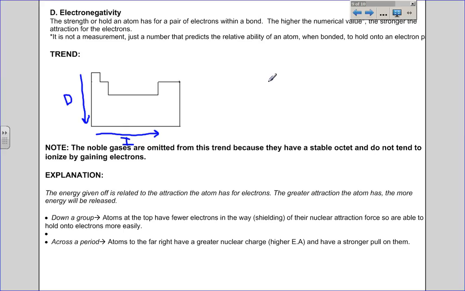The trend is exactly the same as electron affinity because the greater attraction that an atom has for electrons, the greater the energy that will be released when an electron is actually gained. So the property trend is the same, and the explanation for the trend is the same because they are so interconnected. The difference really lies in the fact that electron affinity is an energy value and electronegativity is a relative value.